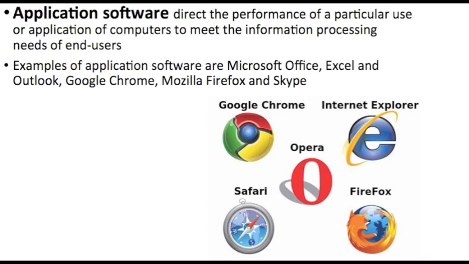So, application software directs the performance of a particular use or application of computers to meet the information processing needs of end users. Examples: Microsoft Office, Excel, Google Chrome.